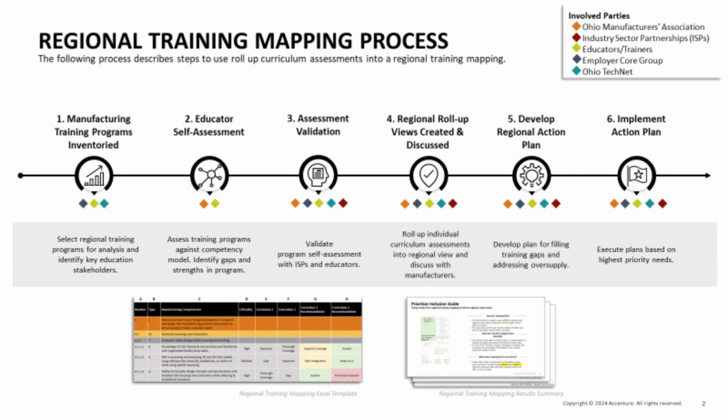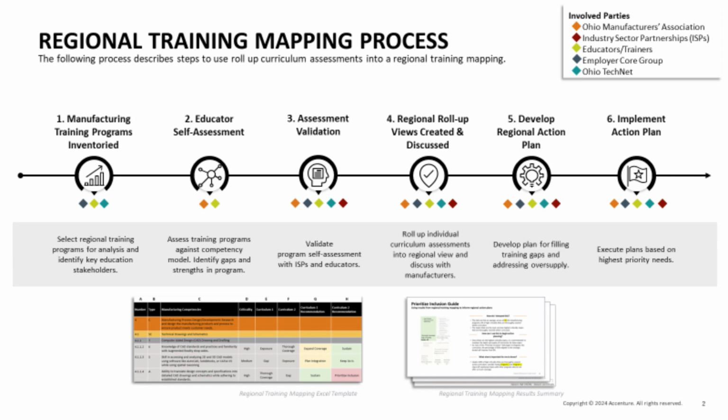So educators will validate the program curriculum self-assessment with both ISPs and educators. They come together in a meeting and go over the results, see if anything is off, make sure everyone is aligned. And then we can move on to step four, which is actually inputting the curriculum assessment results into the regional mapping view. And then from there, we recommend that we discuss with manufacturers, see if they feel like it aligns as well, and get a better idea of how we want to start addressing some of those curriculum gaps.